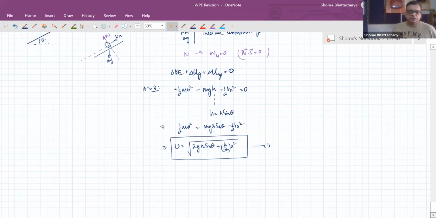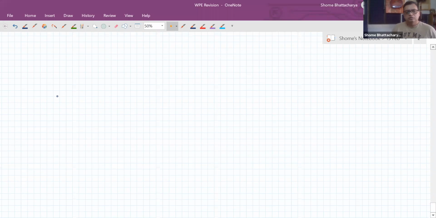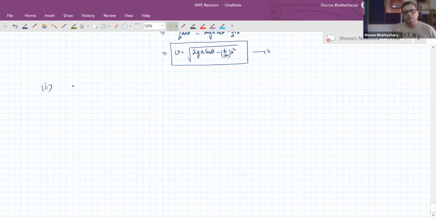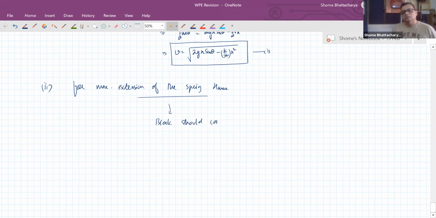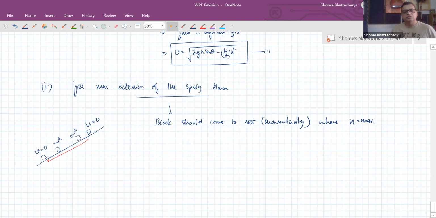Okay, so next up, we can see that from this, we can easily calculate the maximum extension. So you can see that for maximum extension of the spring, the block should come to rest momentarily when x is maximum. It is oscillating up and down. So at the lowest position, it starts from rest over here, initially accelerating down the inclined plane, but eventually decelerating, and at some stage coming to rest. So that is when the extension is maximum. So this and this are the extreme positions.